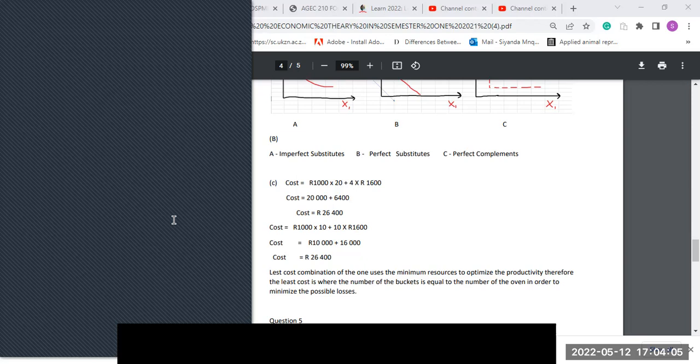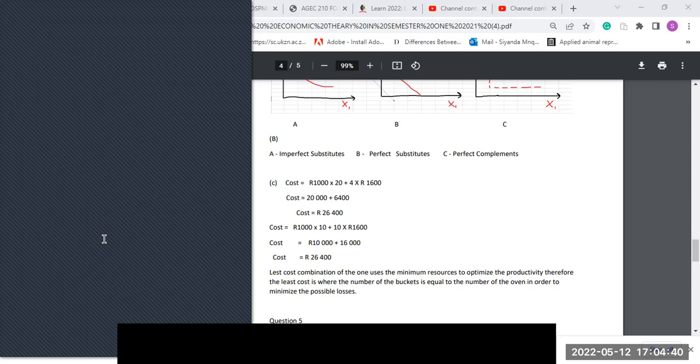then plus 4, which are the bakers that will operate these 20 industrial ovens. Then we have to add them. We've got 20,000 plus 6,400. Then we find that the relatively least possible cost is 26,400, right?